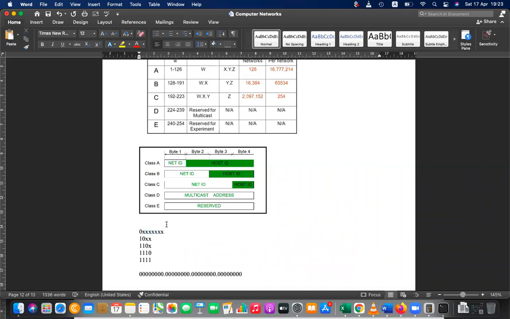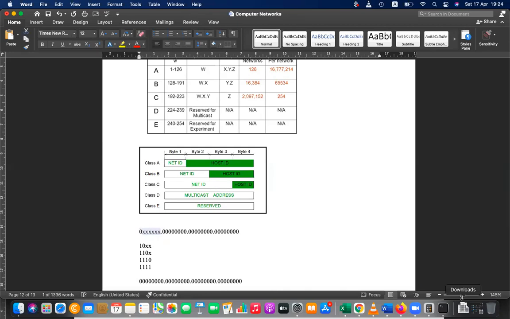Then the next bits are allocated for computers. 1, 2, 3, 4, 5, 6, 7, 8. Then the next 8, and the next 8. Okay, can you tell me the first valid host IP? First, this part is for the network, right? If you change this part, it will change the network.